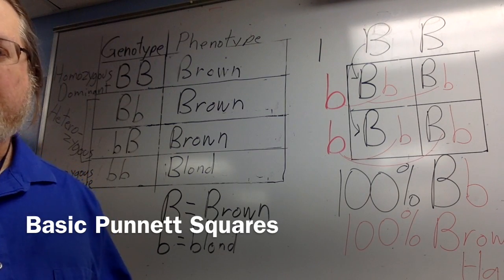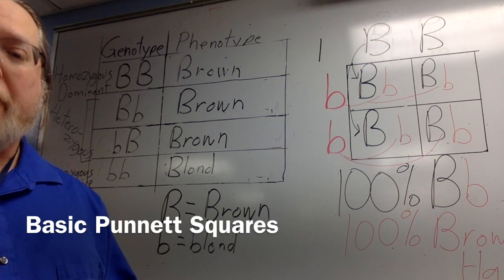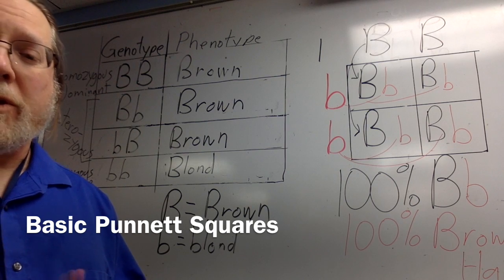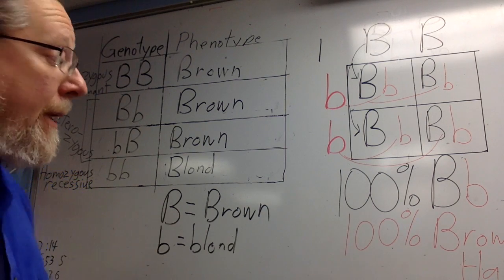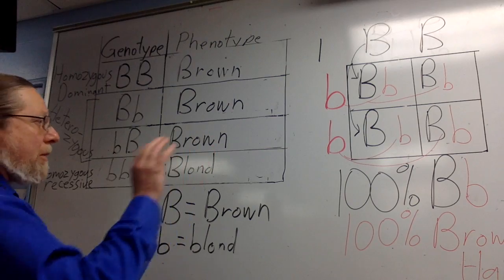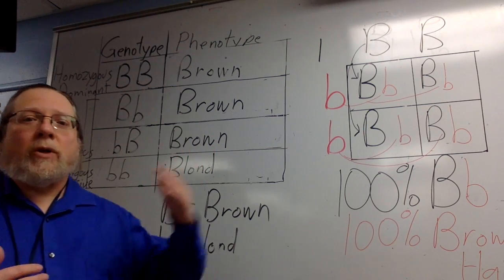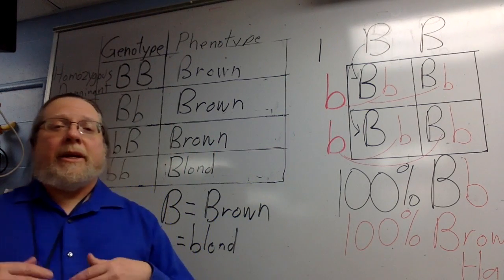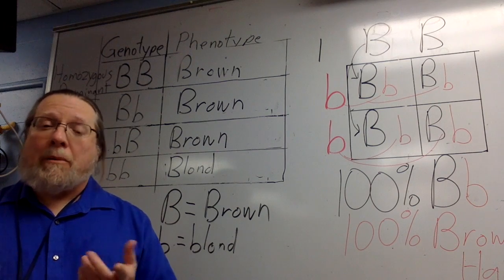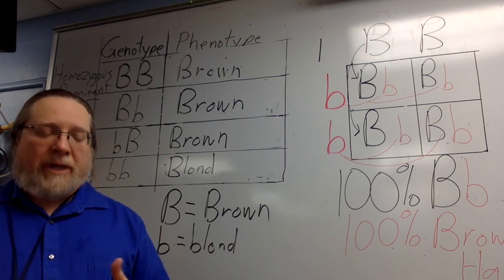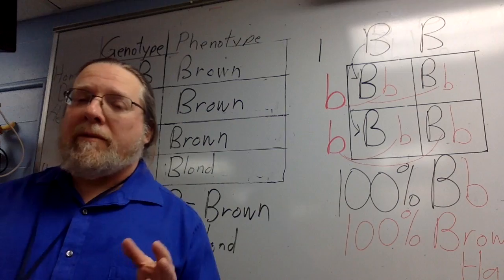Ron Shook here today to talk about the basics of Punnett square use in high school biology. Punnett squares, remember, are a shortcut. They are a shortcut to look at probability. Probability tells you the chances of an event occurring.